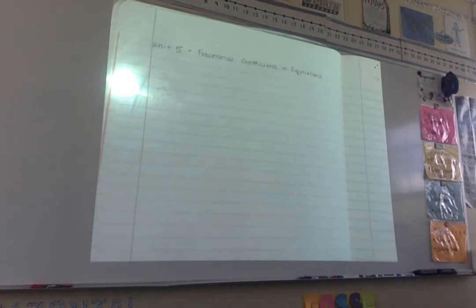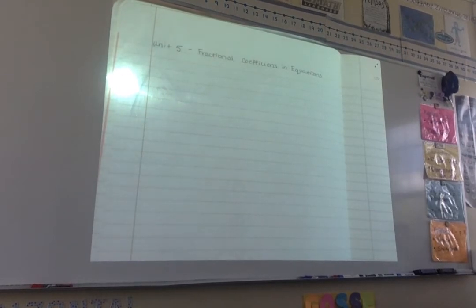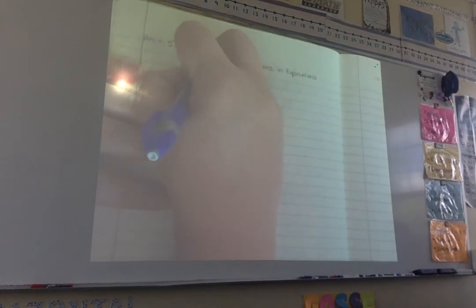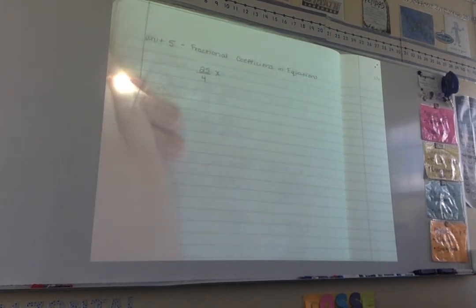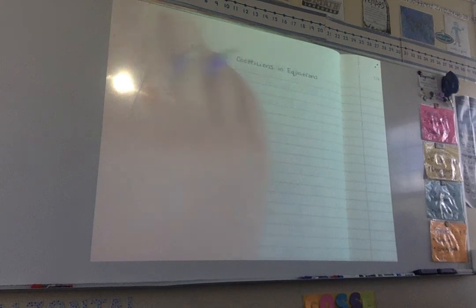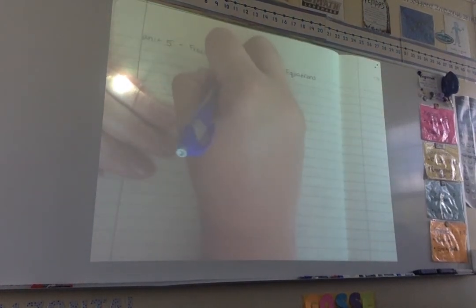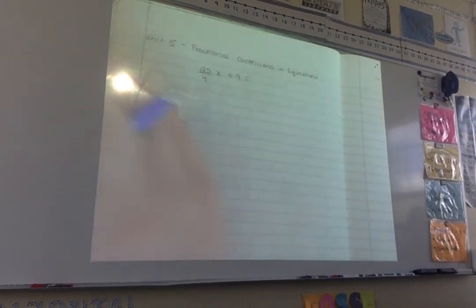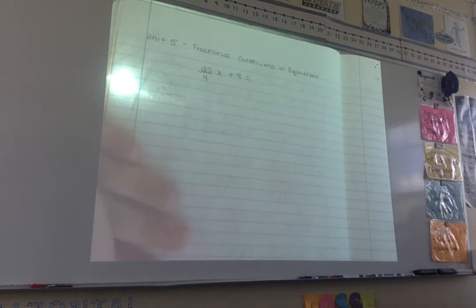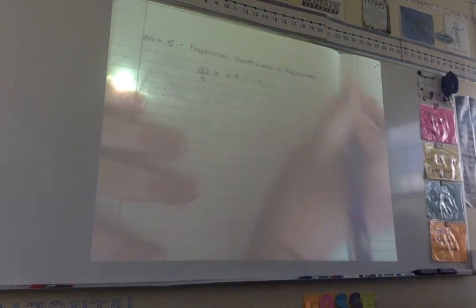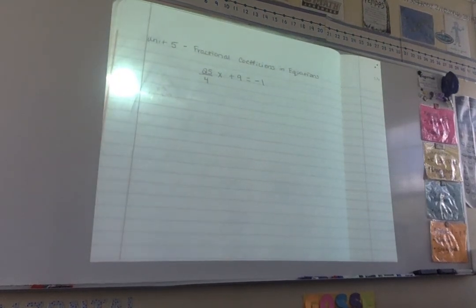Would someone mind providing me with a fraction, please? Masha? 25/4. Can someone give me a number smaller than 10? Liam? 9. 9 equals, and then can someone give me a number smaller than 20? Gavin? -1. -1. Okay? So there's our equation.